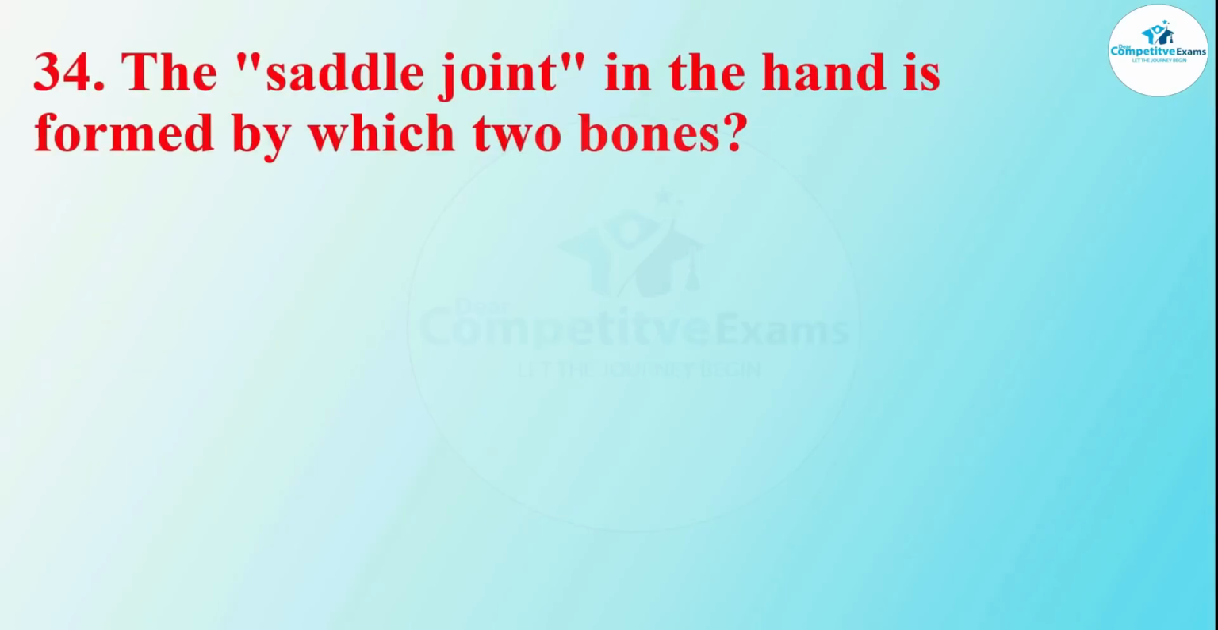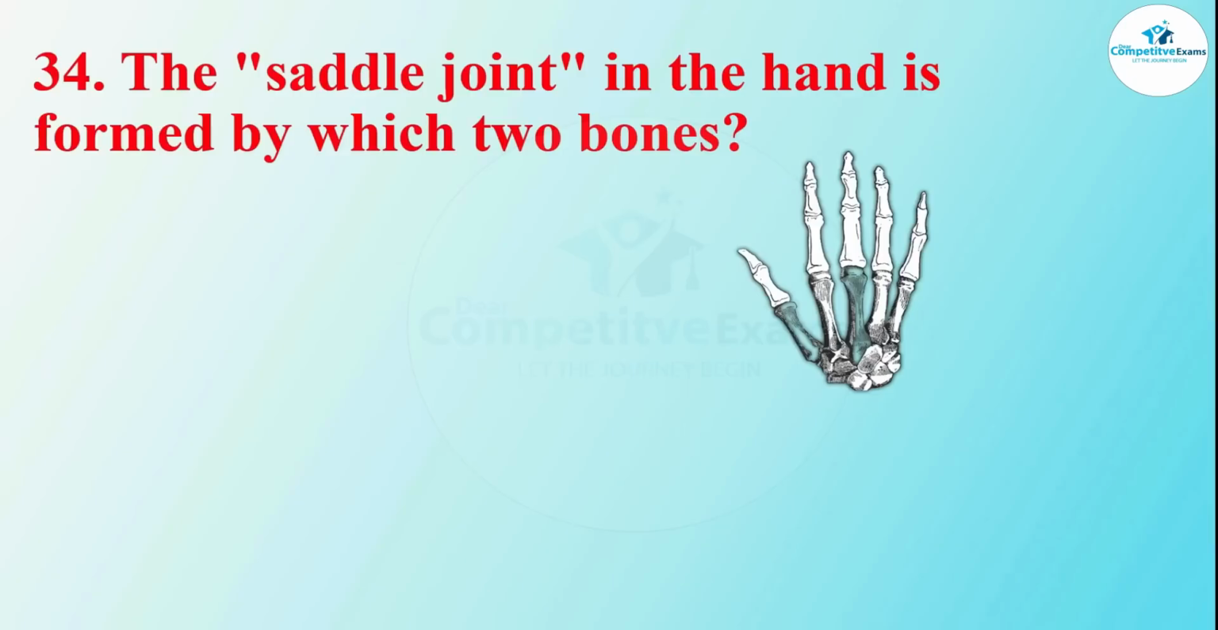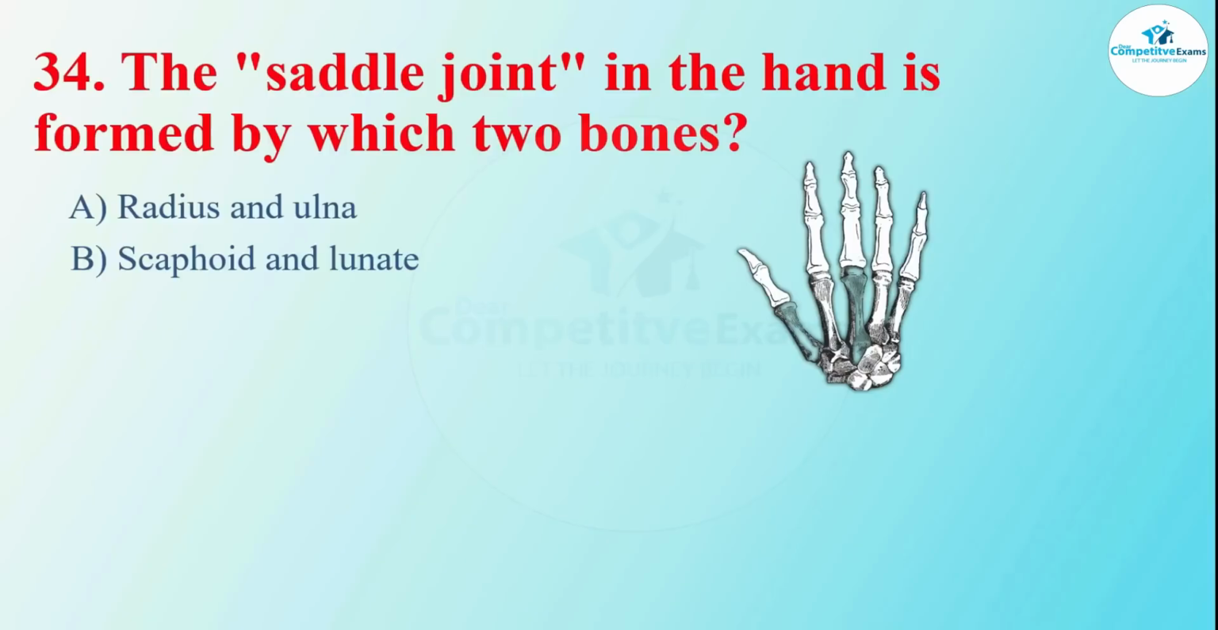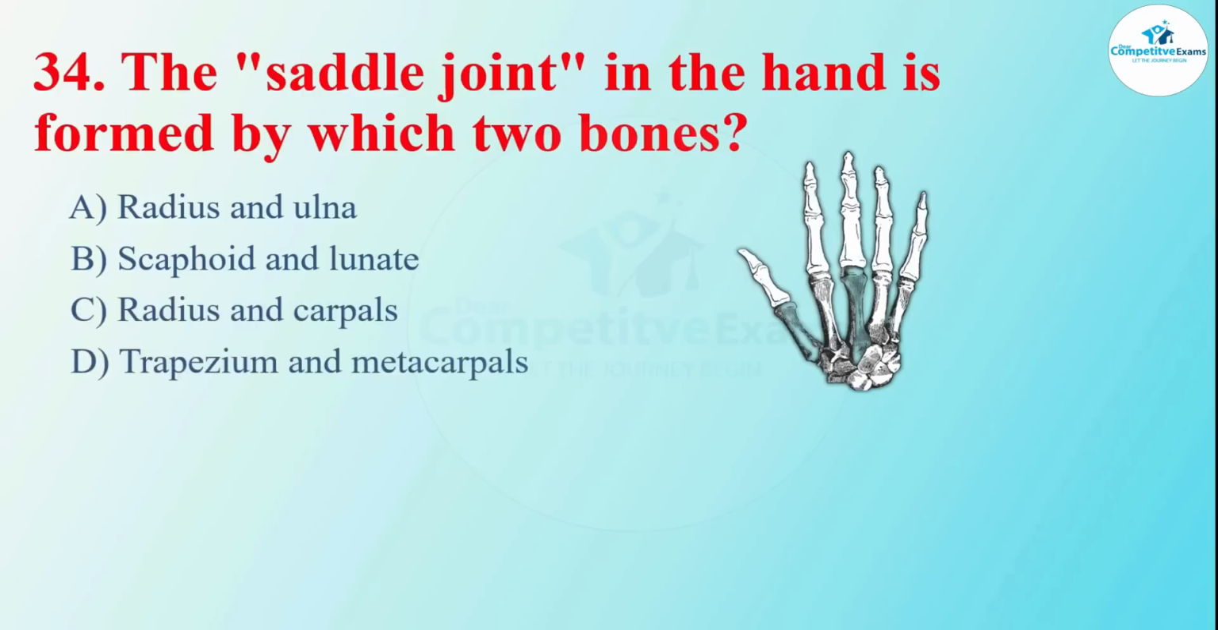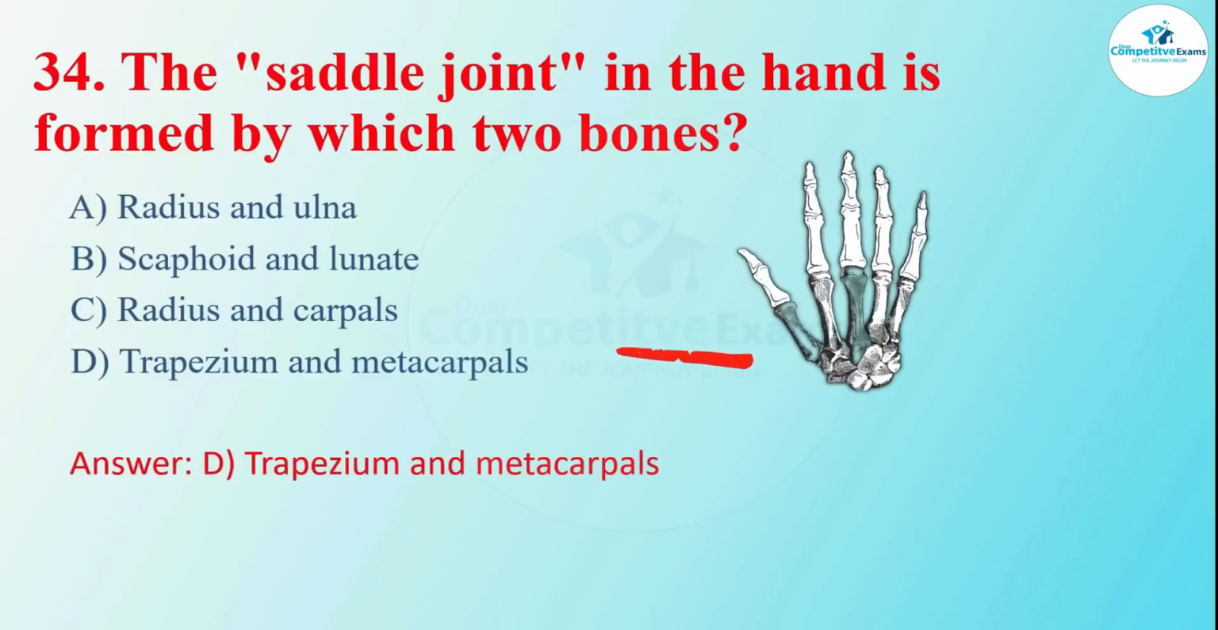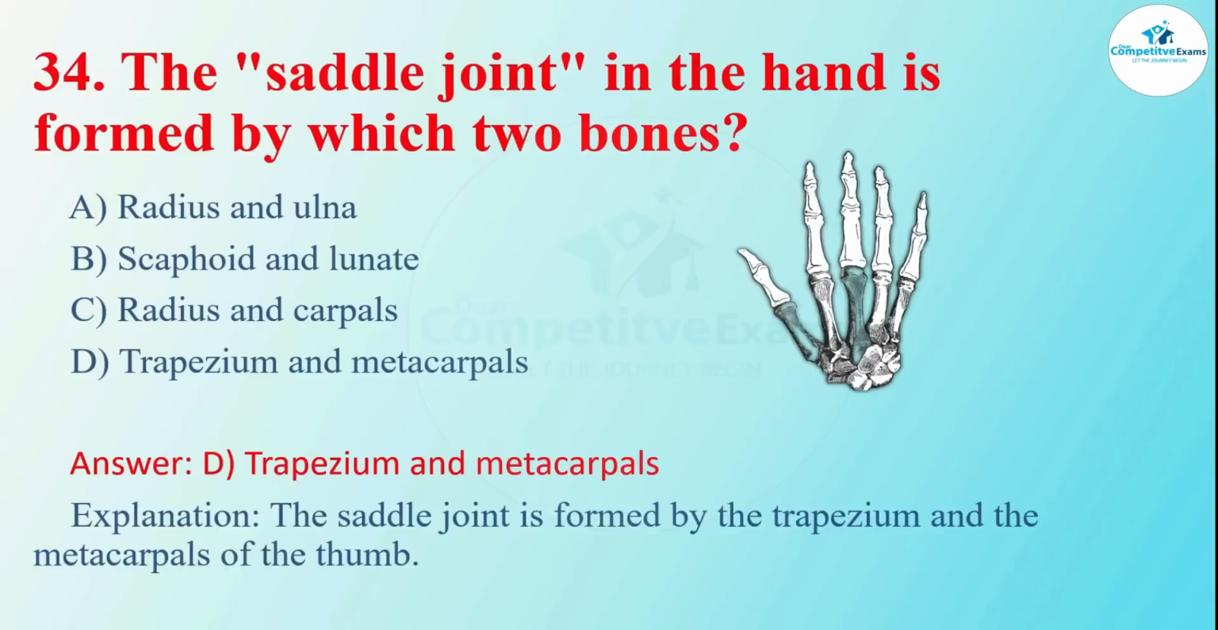The saddle joint in the hand is formed by which two bones? So which are those two bones that form the saddle joint in our hand? Your options are radius and ulna, scaphoid and lunate, radius and carpals, or trapezium and metacarpals. The right answer: the two bones that form a saddle joint in our hand are trapezium and metacarpals. Let's move on to question number 35.